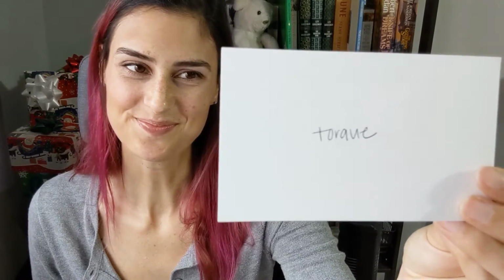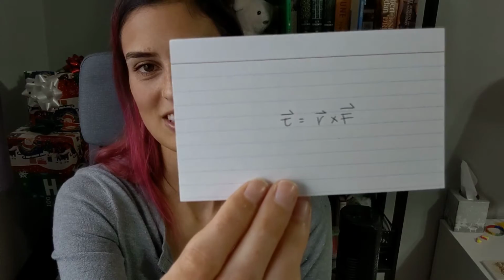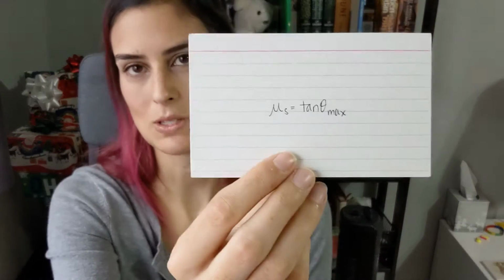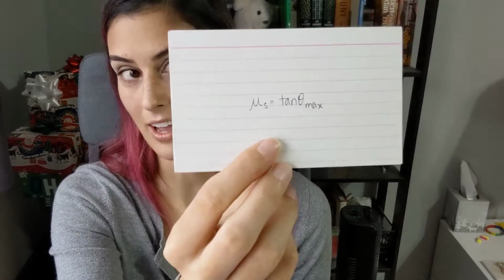Torque. So this is tau equals r cross F, where r is position and F is the force. Some of these are easier than others. The angle of repose. So this is mu sub s equals tangent of theta max. So this mu sub s is the static coefficient of friction, and then theta max is the angle of repose. It's the largest angle that you can incline it until it will start to move and overcome friction.